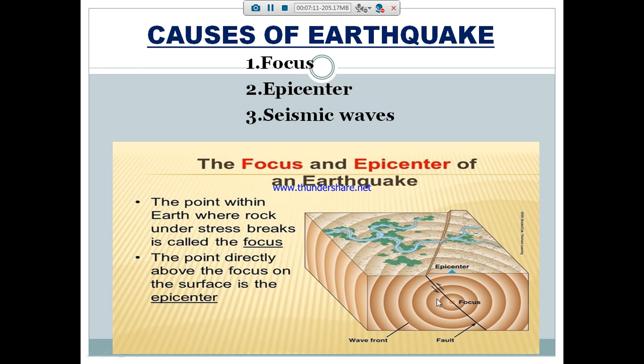And after that, the vibration spreads from the epicenter over the surface of the earth, and that is called the seismic waves. So I hope you understand focus, epicenter, and seismic waves.